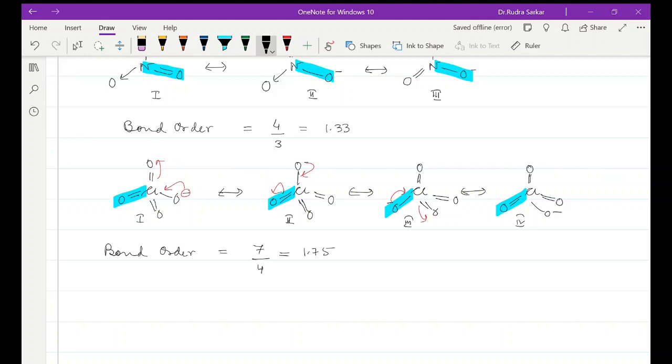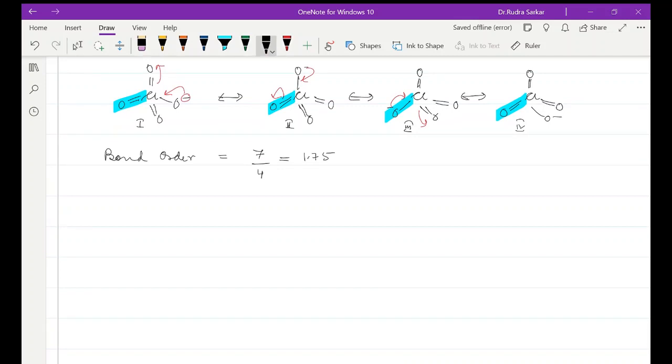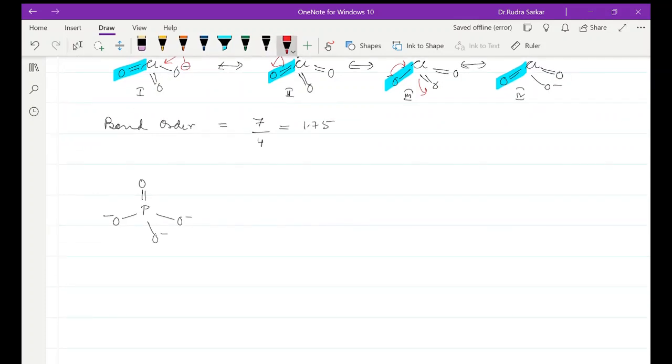Alright. Let's take another example. Suppose we are doing this now for the phosphate ion. For a phosphate ion, this is one of the resonating structures. Now to get the others, think this is closing and becoming a double bond. So we will have a double bond here and a single bond there, single bond here and a single bond here.